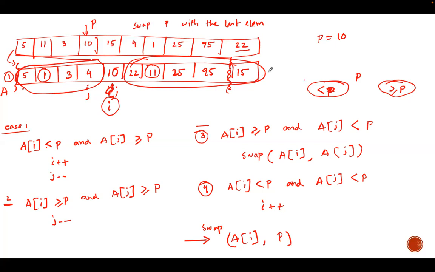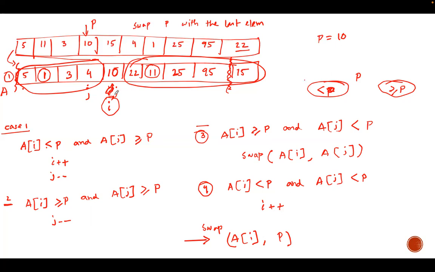We use two indices: i from left to right, and another index j from right to left. When we find this case, meaning the item pointed by i is greater than the pivot and the item pointed by j is less than the pivot, this is the position where we are going to stop and do the swapping. In every other case, we are going to move either both of the indices or only one index, based on the condition.